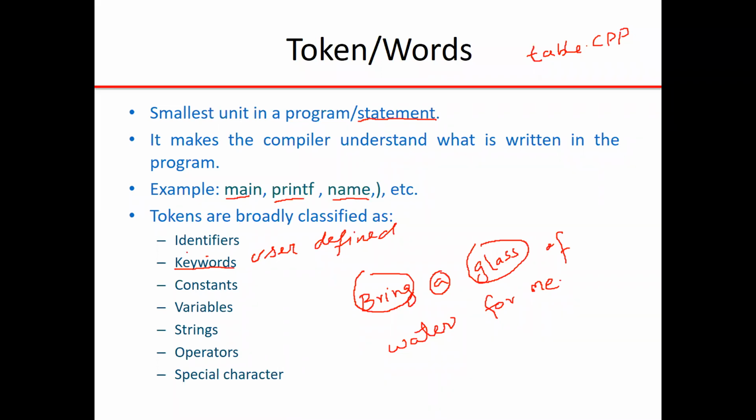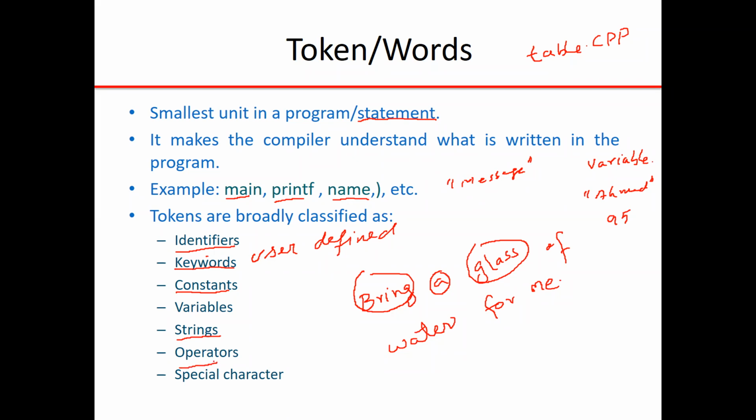Tokens are broadly classified as identifiers. Identifiers are called variables. Keywords, main and printf, these are the keywords. Constant. If I am using a word like variable, and the name is Ahmed, as an example I gave you, so Ahmed is constant. Yeah, 95 is constant. Now, string. Strings are those words which are in double quotations. So strings are nothing but just a sequence of characters. For example, message. The message is written in double quotes, we call this a string.